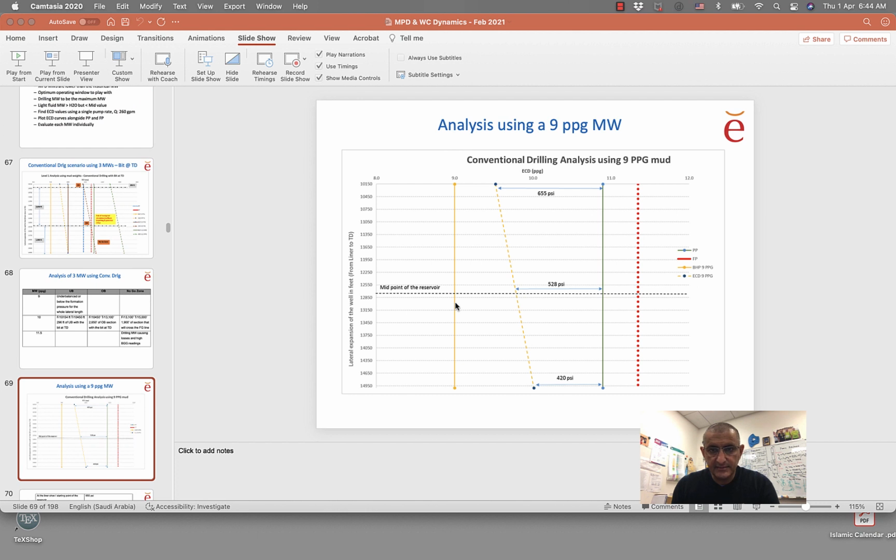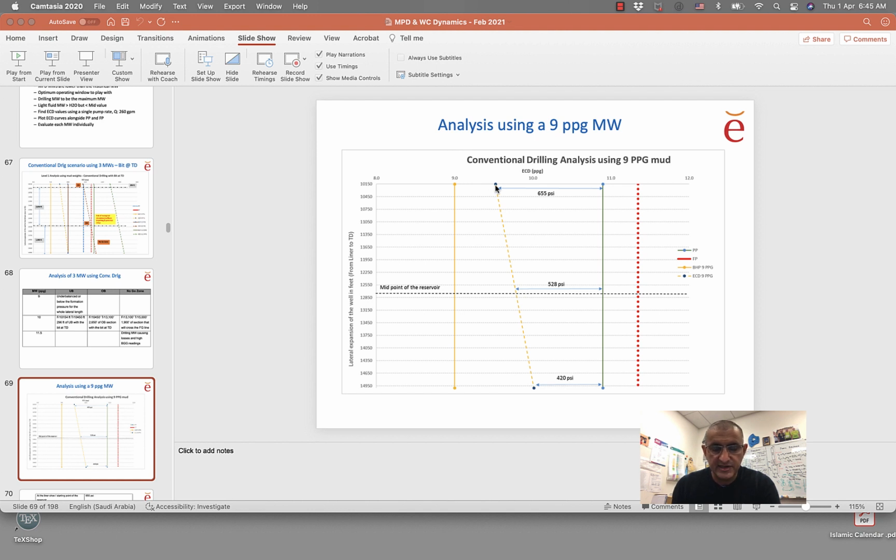Now the second diagram here, what I have done is I have taken the worst case scenario. Say for example you take a 9 ppg mud weight, and then you can say, okay, let's go ahead and analyze this 9 ppg mud weight. Now if you notice this 9 ppg mud weight, the straight line here is basically the static bottom hole pressure, and the curve or diagonal line here starting from the bottom, that's the TD, and this point here is the casing shoe.